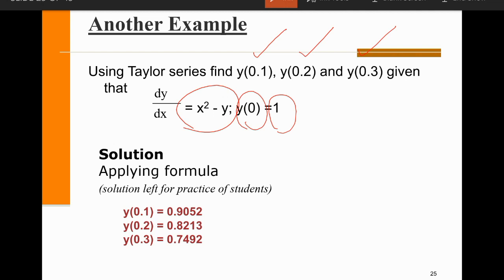As we have done in the previous example, there we found y1 and y2. So here we have one more step to find y3. In a similar way as in the previous example, you can find all the values, and you can compare these values and tell me whether the values are correct.